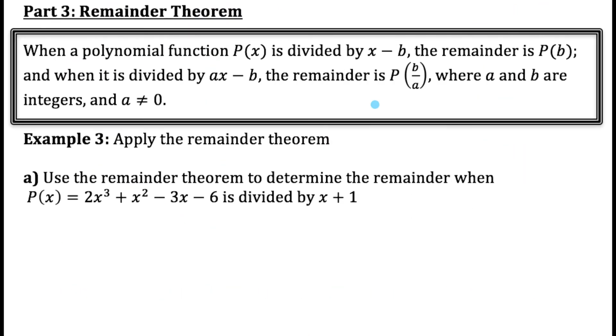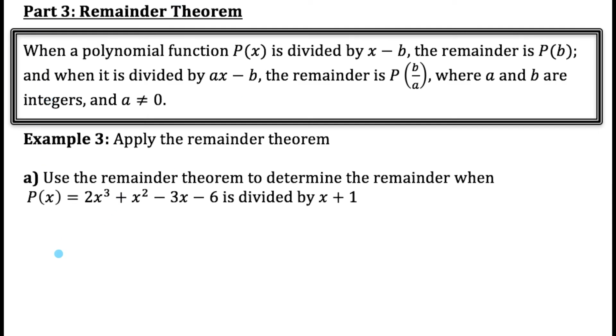All right, there's one more thing I want to show you in this lesson. This is part 3, the remainder theorem. So I'll read this definition to you in words, but I'll explain it to you after. It's probably more simple than it appears here. When a polynomial function p at x is divided by a binomial x minus b, the remainder can be found by evaluating p at b, the value of the polynomial function at b. And when it's divided by ax minus b, find the remainder by evaluating p at b over a, where a and b are integers. So this only works if a and b are integers.